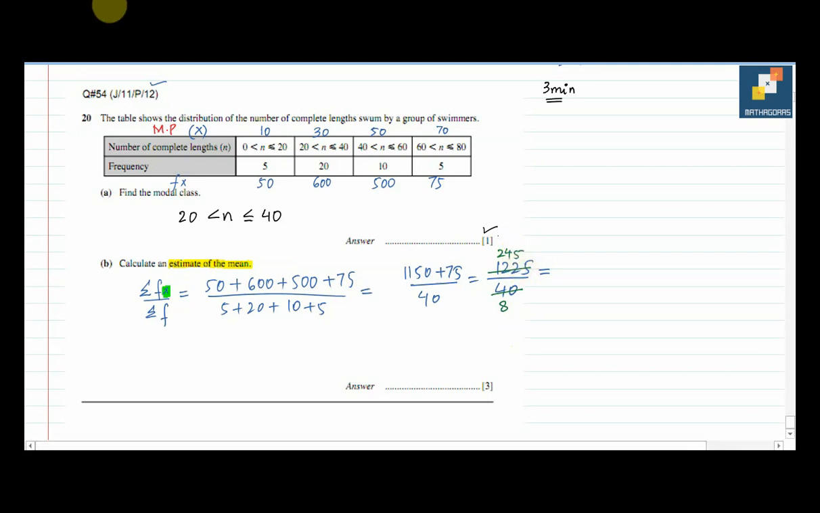But I think there is a mistake, and the mistake is a calculation mistake, and that mistake is here. We need to multiply 70 by 5, right? So 70 times 5 equals 350. So that is a mistake. And now you need to add 350 in it. So now it's 650 plus 500 is 1150. 1150 plus 350 is 1500.